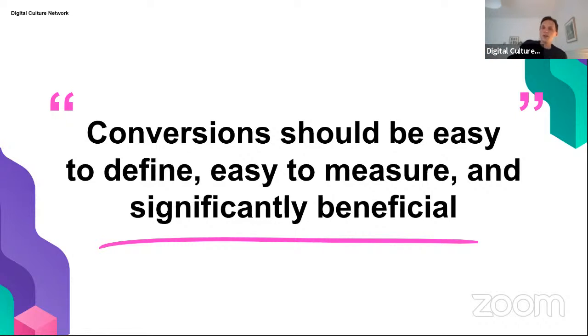Another one of James's quotes I've stuck in here is that conversions should be easy to define, easy to measure, and significantly beneficial. That links back to the SMART objectives I was talking about, the specific nature of it, and it needs to be beneficial to you. There's no point running a campaign about something that's completely useless. There's no point tracking a campaign that is just not going to give you much insight. So it needs to be significantly beneficial to your organization.